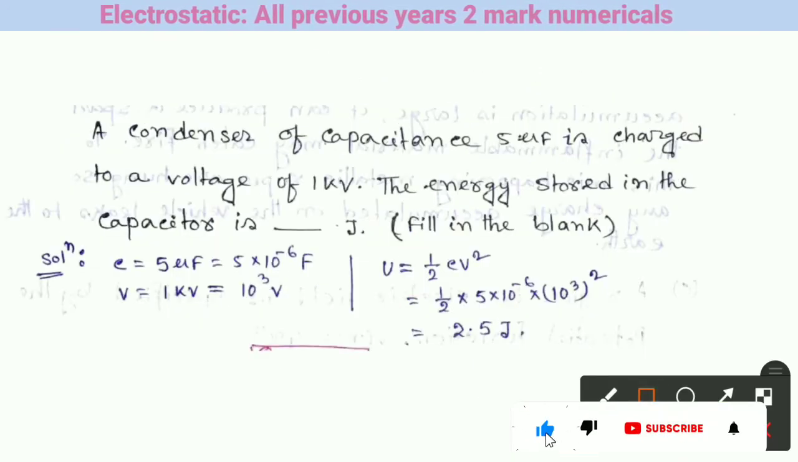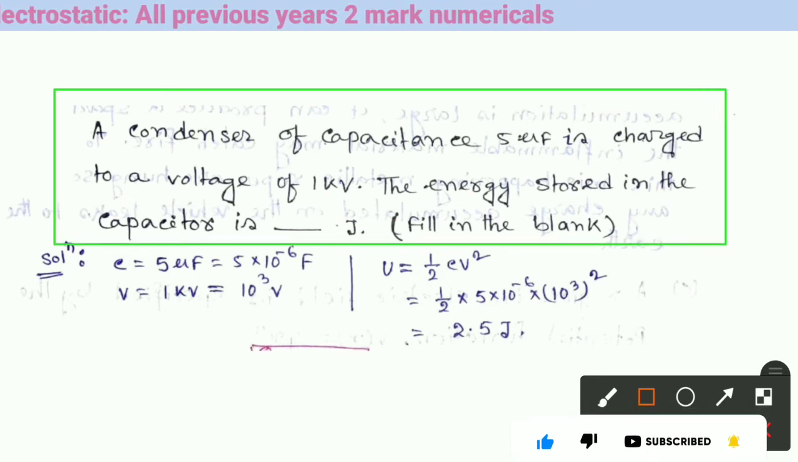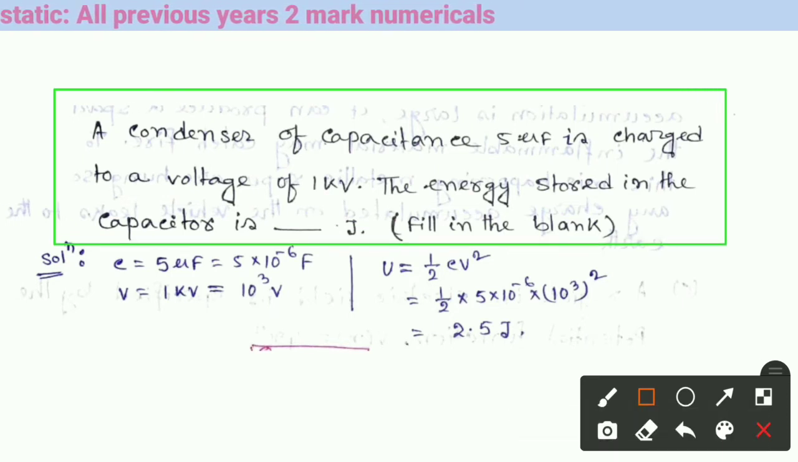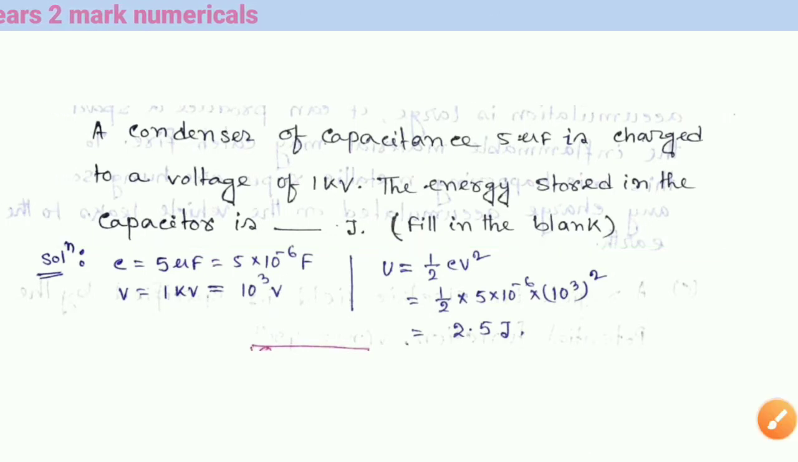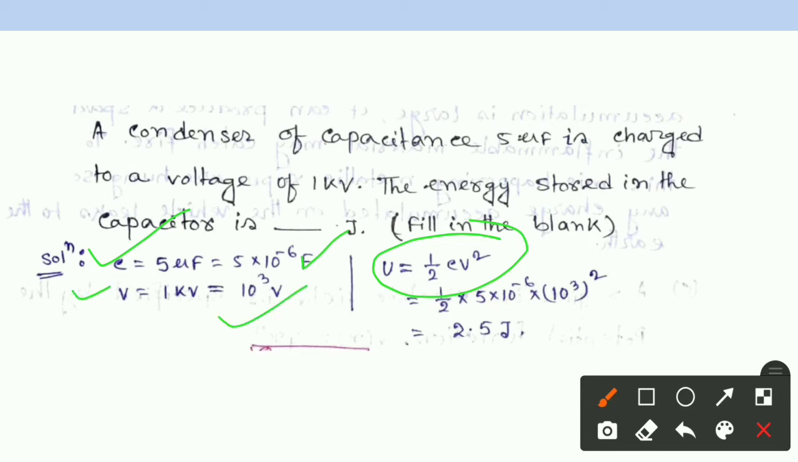Next question: a condenser of capacitance 5 microfarad is charged to a voltage of 1 kilovolt. The energy stored in the capacitor is? We know the energy stored in the capacitor, the equation is U is equal to half CV square. C is given in the question; we have to convert it into farad. So 5 into 10 to the power minus 6 farad is the capacitance. V is 1 kilovolt, that is 10 to the power 3 volt.